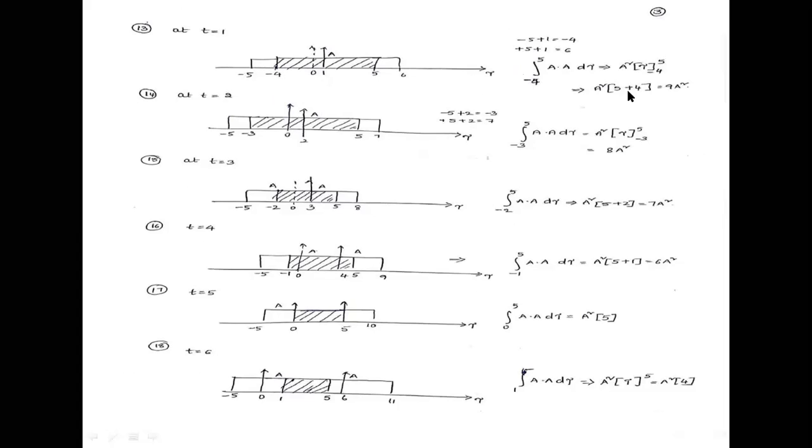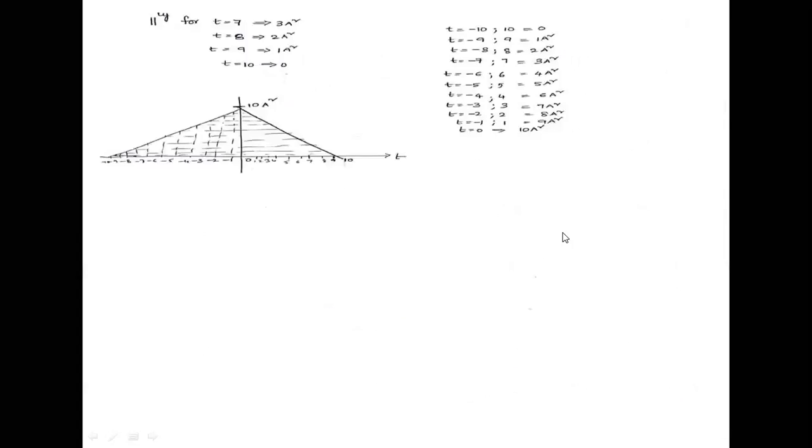Minus 4 to 5. 5 minus of minus 4 is 9a square. Next, 8a square, 7a square, 6a square, 5a square, and 4a square. And similarly for 7, 3, 8, 2, 9, 1, and 10 is equal to 0. So on.